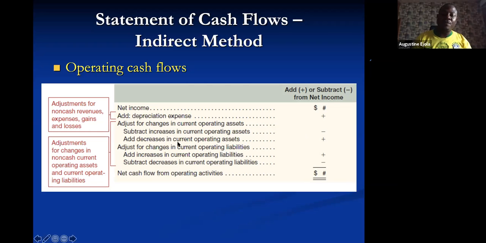We also make adjustment for current operating liabilities. If your liabilities increase, it means that you were owing 100 million, for instance, in one year, and the next year you are now owing 150 million. The implication is that you have collected additional 50 million, from 100 to become 150 million. Mind you, we are talking of operating liabilities here.